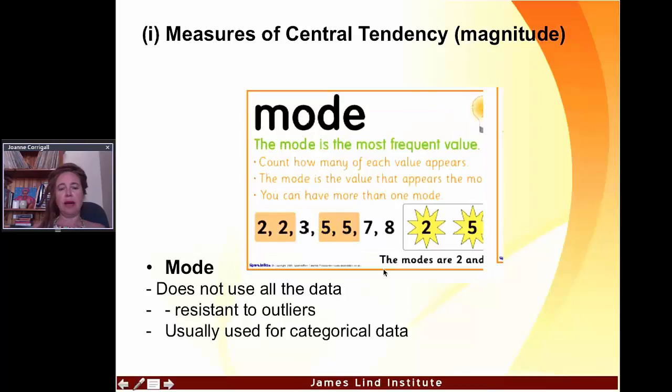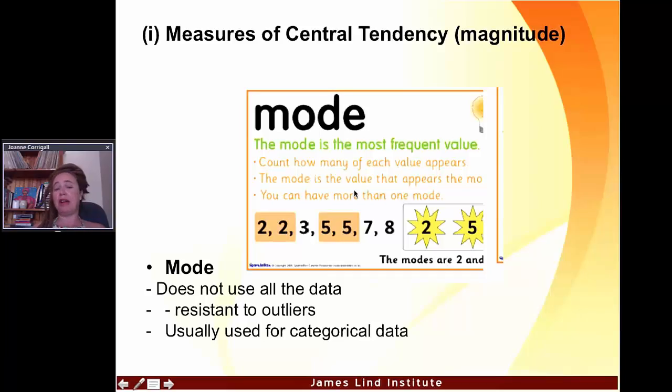Okay, another measure of central tendency that also is resistant to outliers is the mode. The mode refers to the most frequent value, okay? In this data set, we have 2 2s and 2 5s, but only 1 3, 1 7, and 1 8. So in this situation, we in fact have 2 modes. One might even call it a bimodal distribution, where you would have 2 and 5 as the mode.